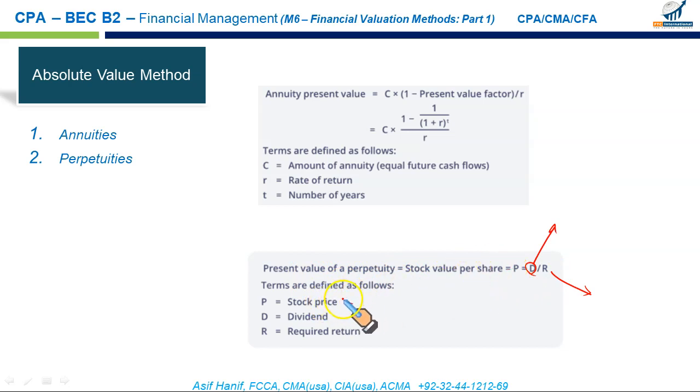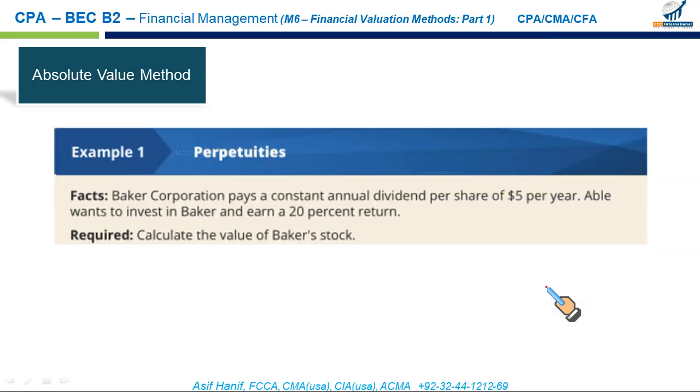So P here would be the stock price, right? D is the annual dividend, which will last forever, and R is the required rate of return, which we will use as a discounting rate. So if you plug in the numbers, you will be able to find the present value of the perpetuity. So let's try some questions here.